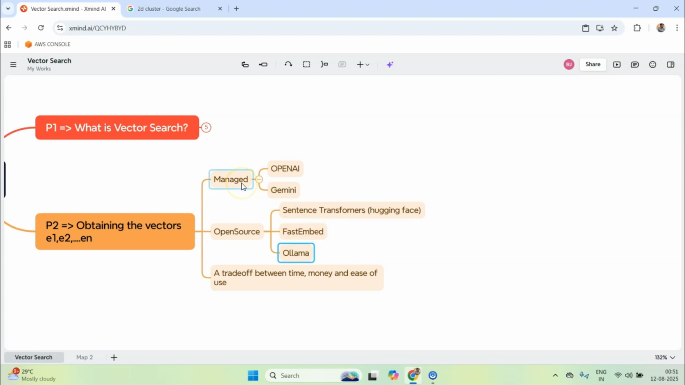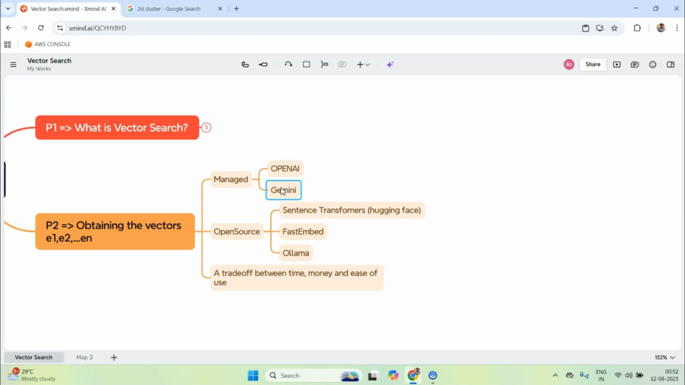Now when to choose what? This question can be answered using this third box, which is all about the trade-off between time, money and ease of use. A managed solution would obviously be very easy. You take a document, pass it into OpenAI's API call, and you get a response back in the form of an array of embeddings. This is as easy as it can get.